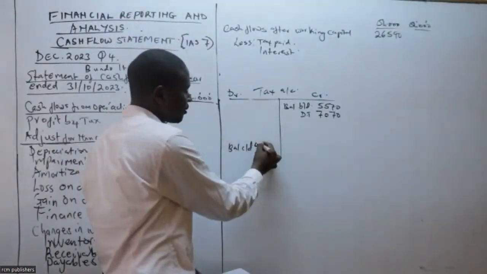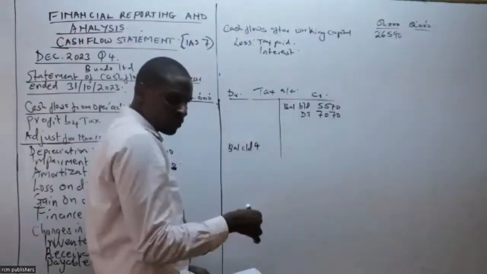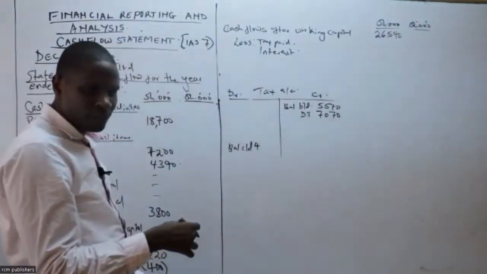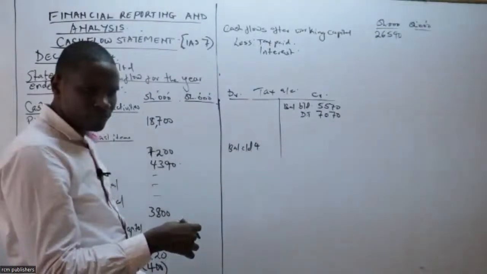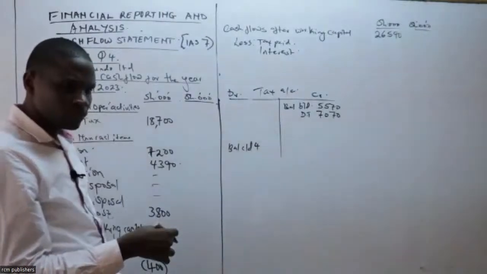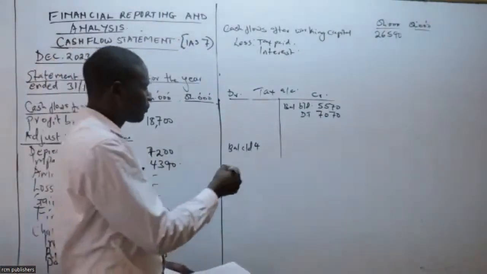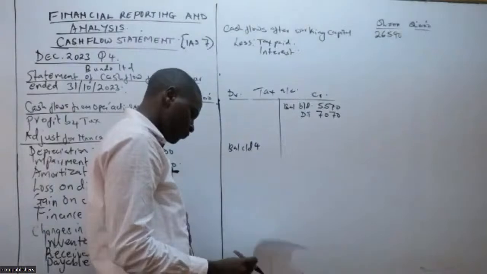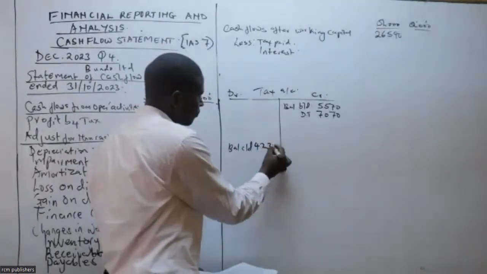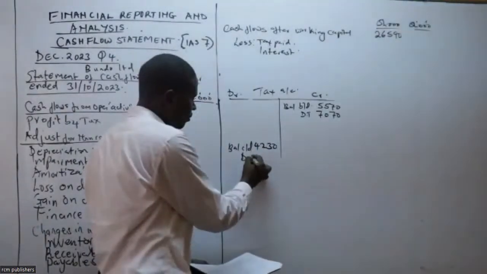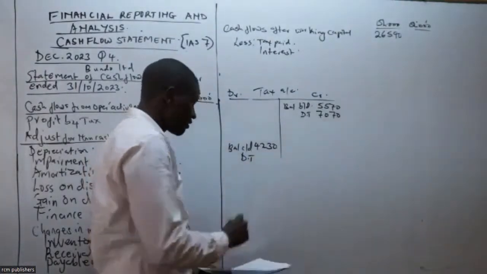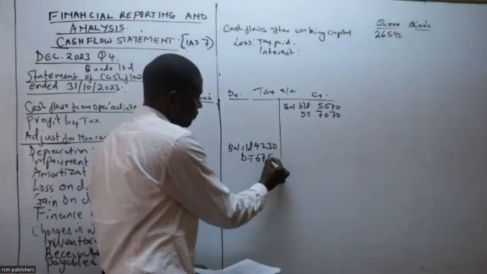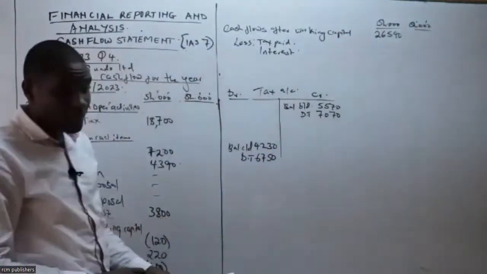4230, that is in the balance sheet. Kristen, just confirm. So 4230. And then we have the deferred tax on the same. If you look carefully, how much is it? That deferred tax is 6750. Then there was some information regarding this.